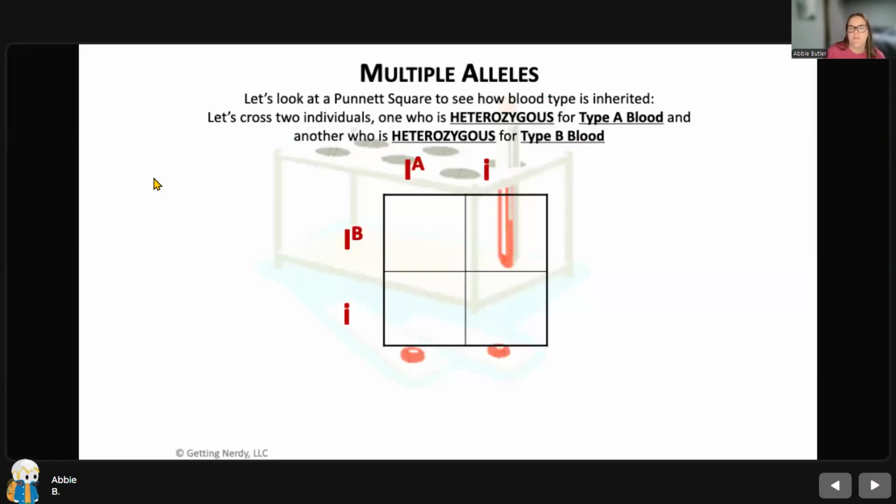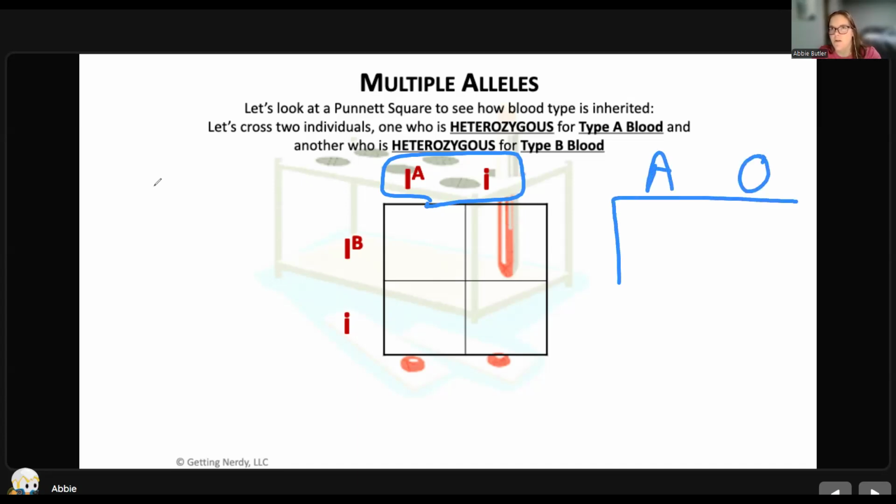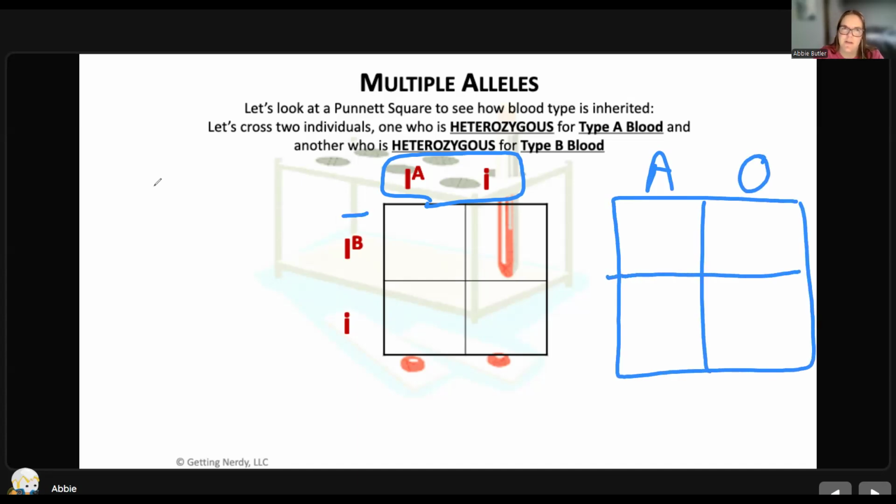How does this relate to our Punnett squares? Well, you're able to analyze what the possible combinations of the child's blood would be if you know the parents' blood. In this problem, it says, let's cross two individuals. One is heterozygous for the A blood type. They put the parent up top here saying IA, little i. You could also write that as just AO, and it gives you the same results. And the other parent is heterozygous for type B, IB little i, and therefore we have BO.